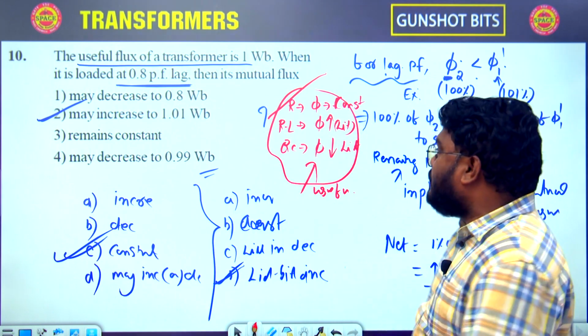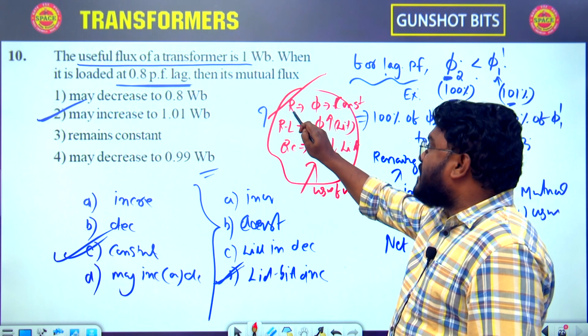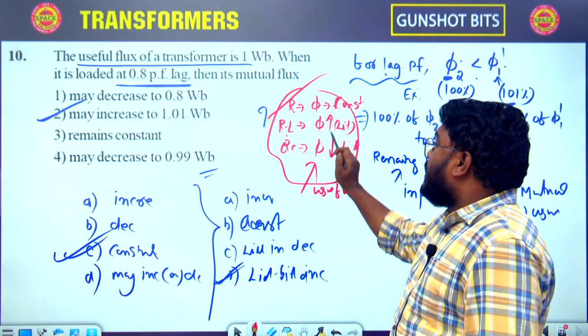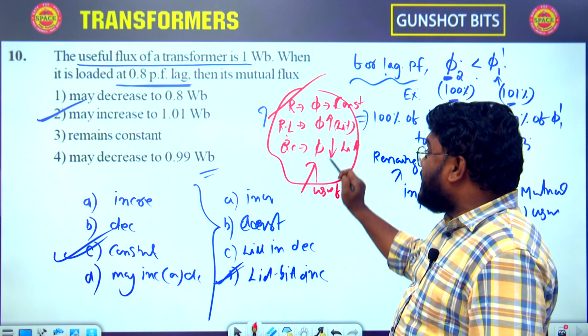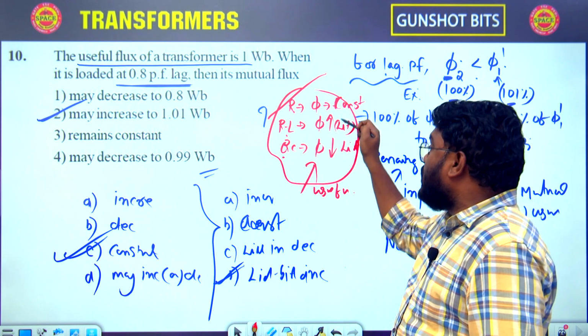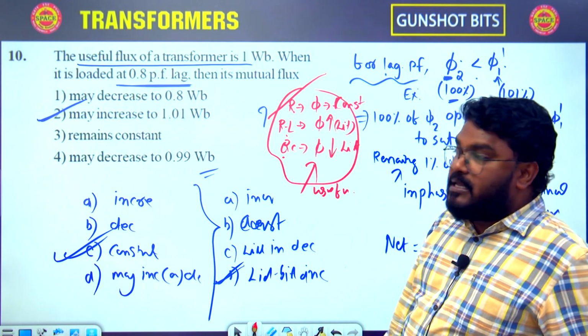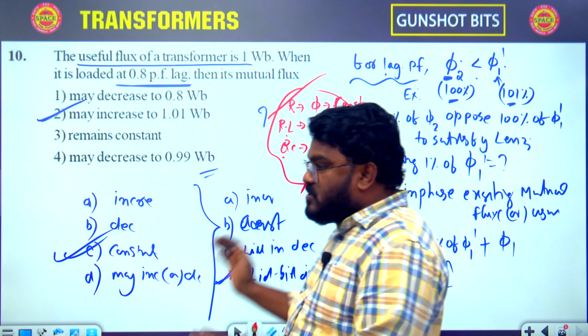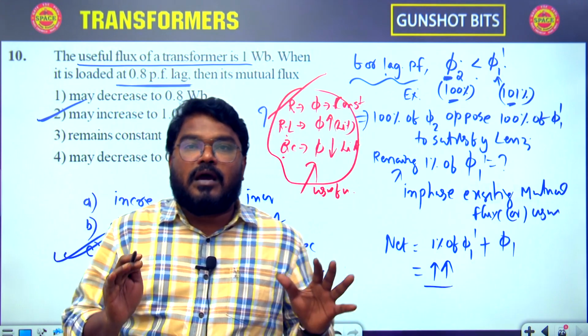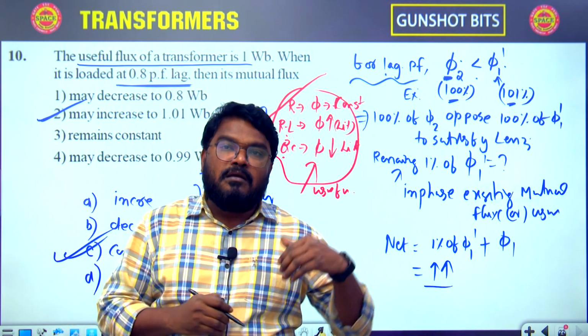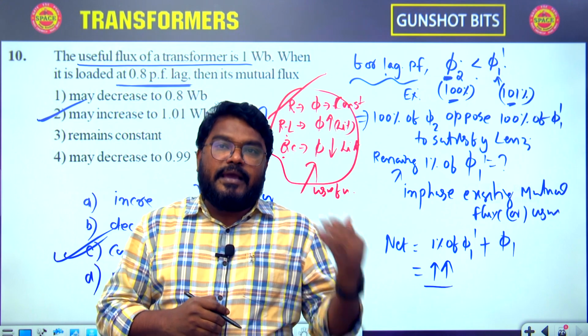But practically what will happen? For an R load the flux is constant. For an RL load, the mutual flux increases a little bit. For an RC or capacitive load, the mutual flux decreases a little bit. So this was the discussion of shortcut bits in the transformer for Genco AE exams.